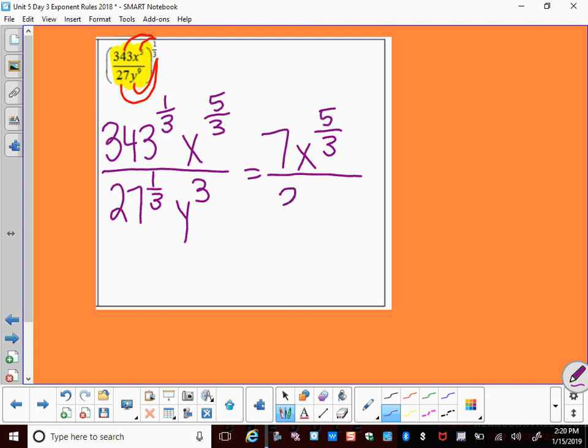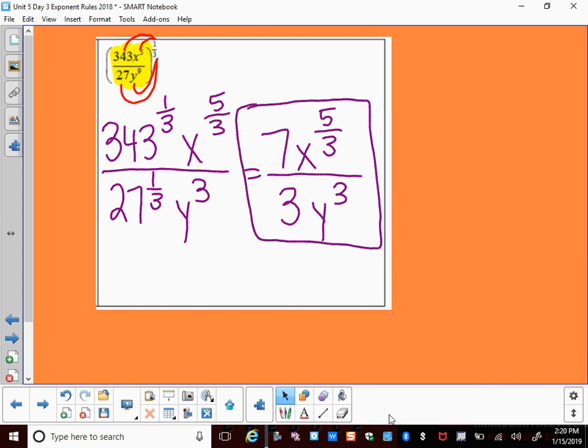3. And my y cubed stays the same. Alright, so that's all of our notes for today. If I were you, I'd put my name on this yellow sheet. That is your lifeline. Keep it in your binder. If you want to hole punch it, I'll give you the hole punch.